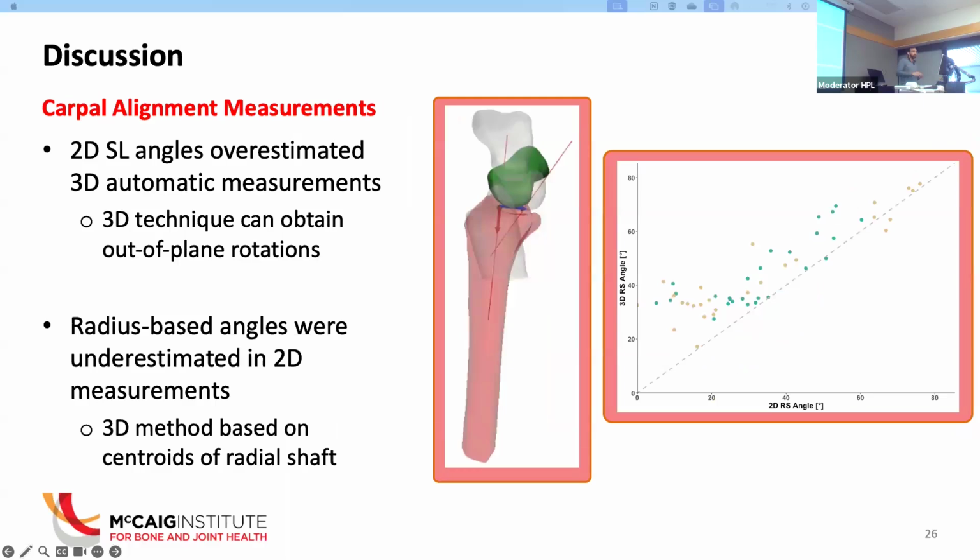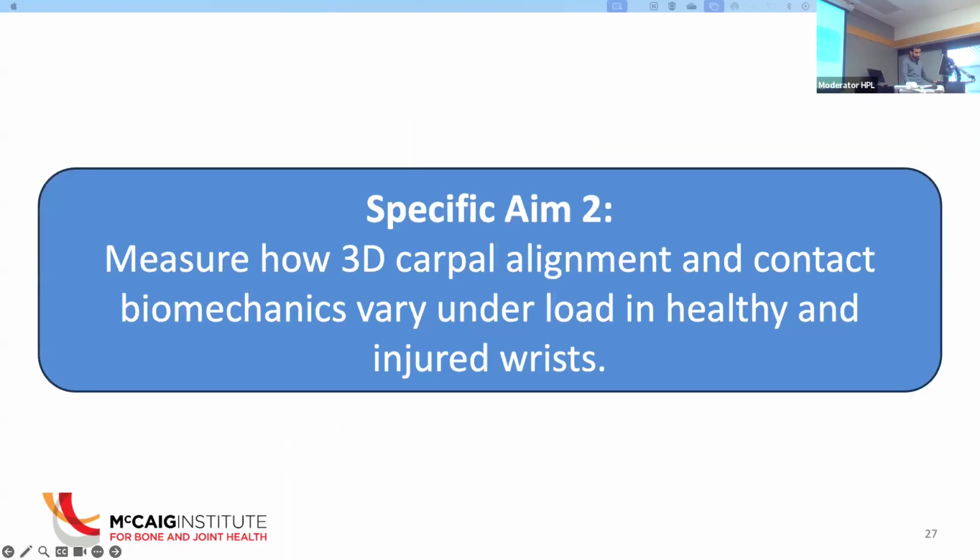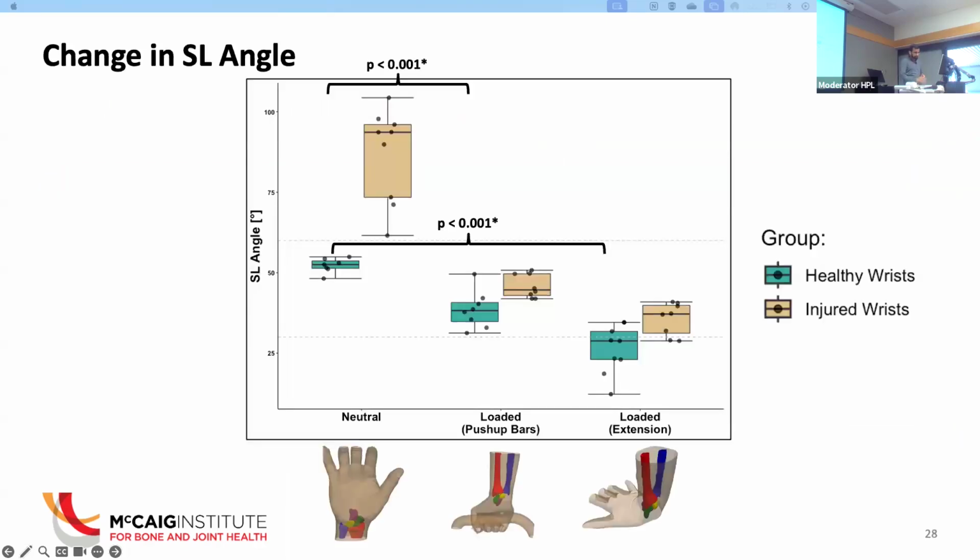And we saw an opposite trend with the radius angle measurements, as the 2D measurement tended to underestimate what was found in 3D. That could be due to improvements that we get with the 3D automated measurement, where the radial axis is found by getting the best fit line through the center of the radius axis, and that may cause more of a dorsal tilt in 3D compared to 2D, which is why we see that overestimation in our 3D measurements. So now moving on to the second piece of this project, which aims to understand more about how the bones move under load.